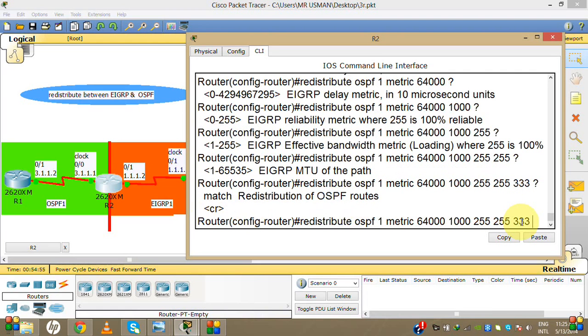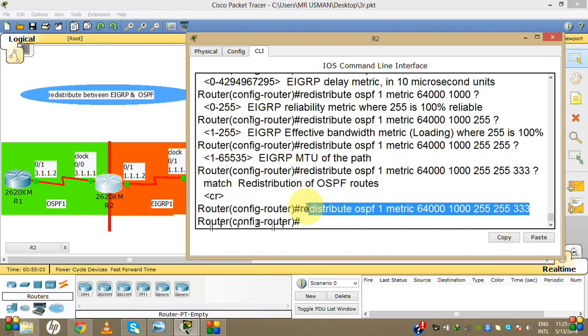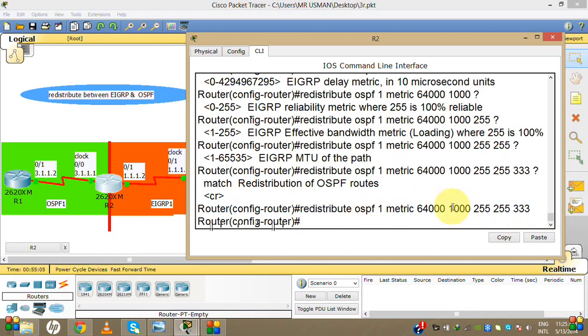Now the question mark shows the command is complete with CR, enter. Okay, remember this command in your mind to redistribute OSPF into EIGRP.